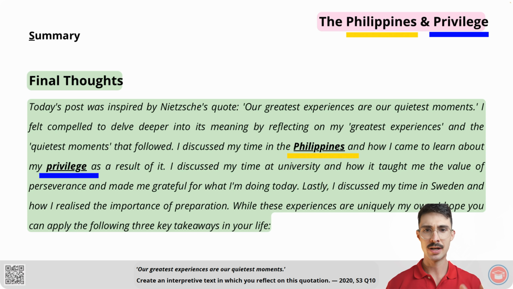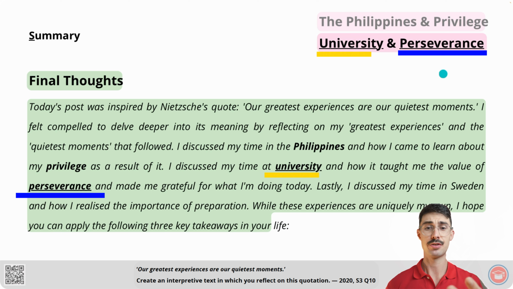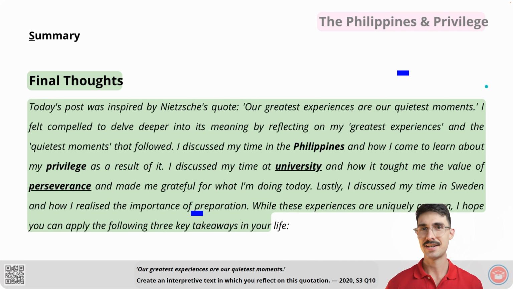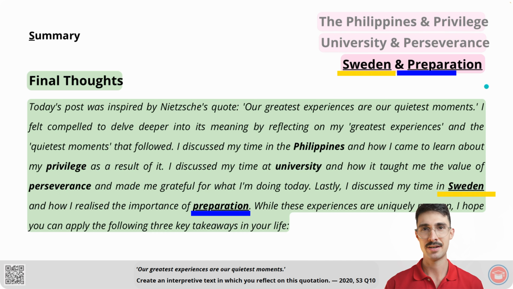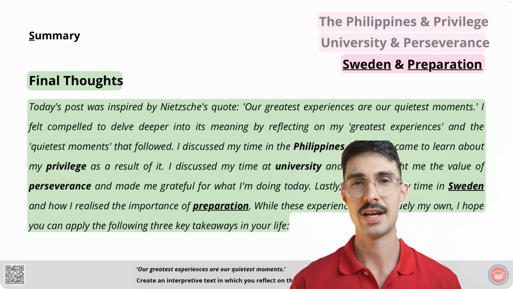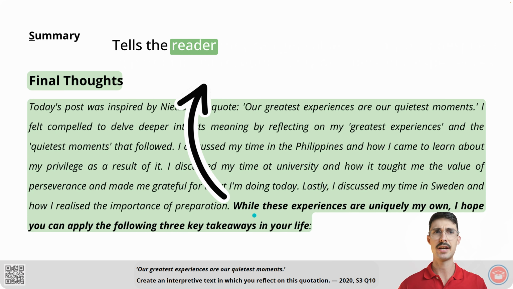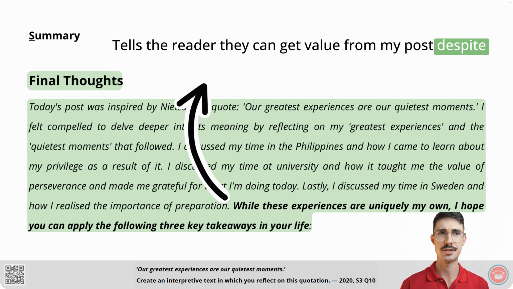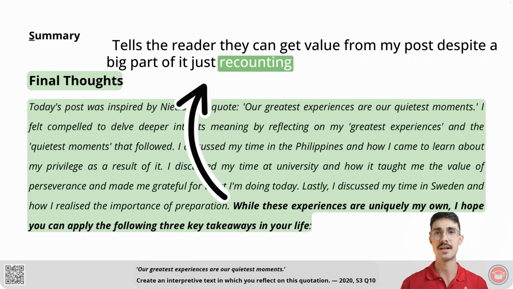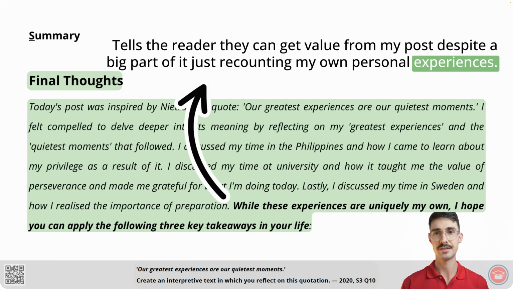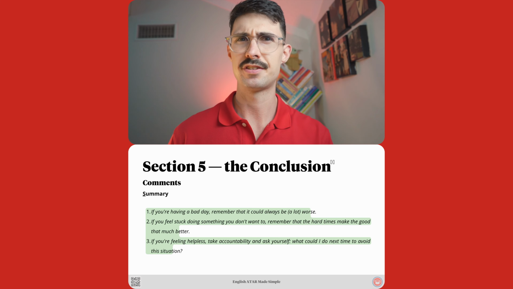Main idea number 1 was all about the Philippines and privilege, and here I am reusing those words, Philippines and privilege. Main idea number 2 was all about university and perseverance. In the paragraph, we can see university and perseverance. Main idea number 3 was all about Sweden and preparation. Here I'm using the words Sweden and preparation. You get the idea. This sentence tells the reader they can get value from my post, despite a big part of it just recounting my own personal experiences. That is the first paragraph of the summary element.